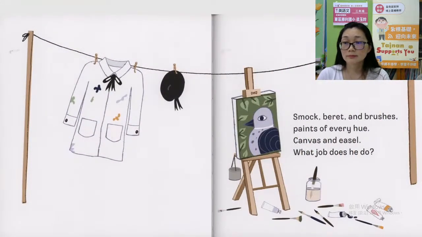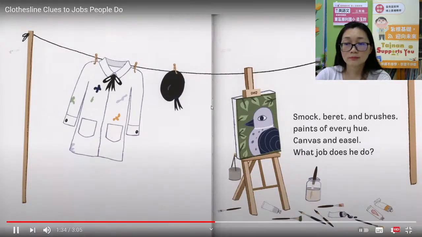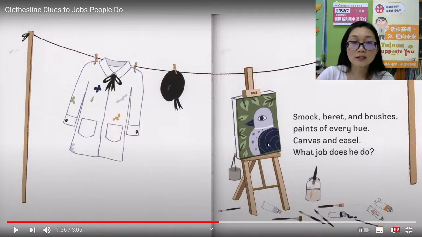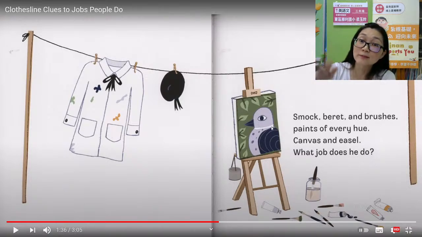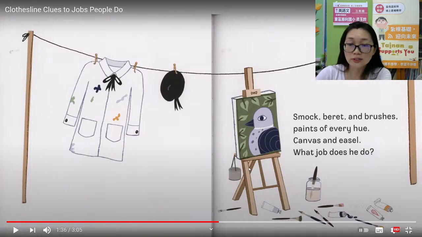Smock, beret, and brushes, paints of every hue. Canvas and easel, what job does he do? Smock, okay, this is a smock, the clothes that you can wear when you are drawing. You might have paint on your shirt. You don't want that, right? So you might wear a smock. And beret, this is a kind of hat. Okay, it's called a beret. And brushes, do you find brushes here? Paints of every hue. Canvas, this is a canvas. If you paint, you need the canvas to paint on. And easel, this is an easel.